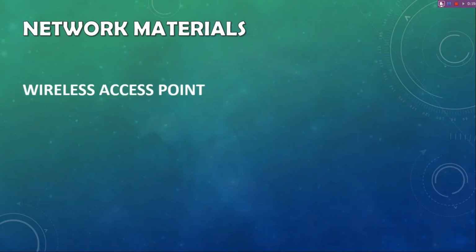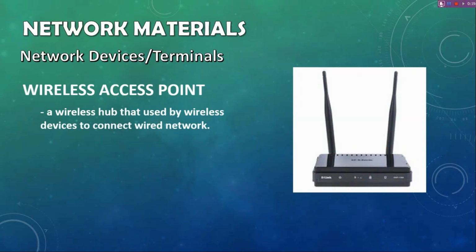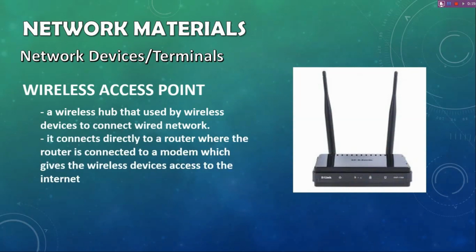Next is the wireless access point. It is a wireless hub that is used by wireless devices to connect to an existing wired network. A WAP connects directly to an organization's router, where the router is connected to a modem which gives the wireless devices access to the internet. It is used by medium or large organizations, and that organization will have multiple access points to make sure it covers the entire building. It has no WAN port. Hindi katulad ni router, meron siyang WAN port or one port.